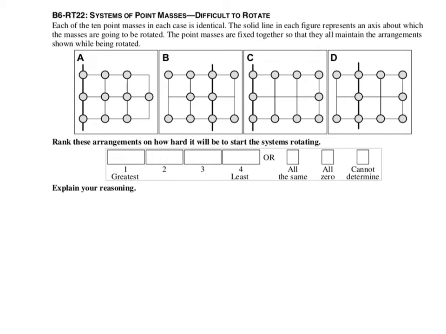Chapter 10, Sample Problem 7. Each of the 10 point masses in each case is identical. The solid line in each figure represents an axis about which the masses are going to be rotated. The point masses are fixed together so that they all maintain the arrangements shown while being rotated.